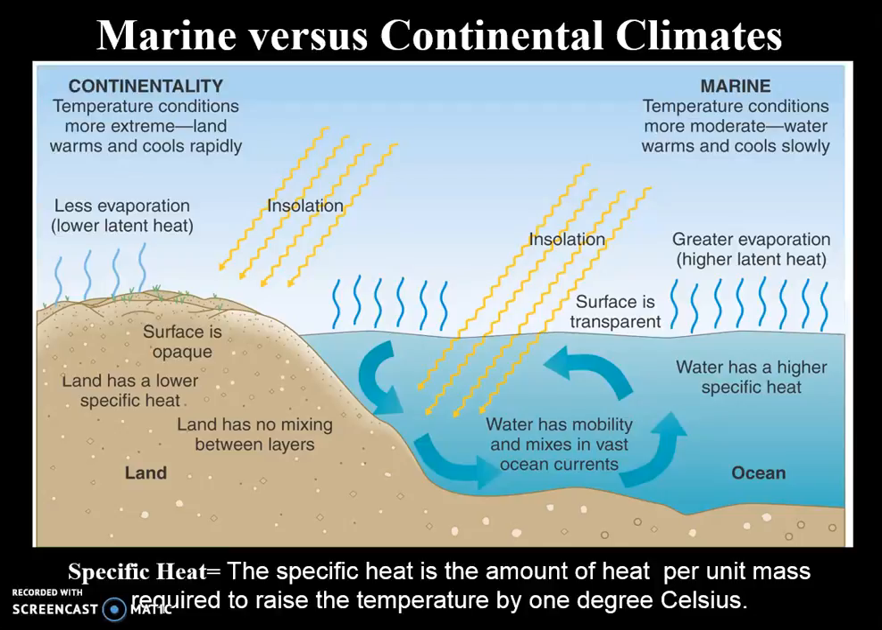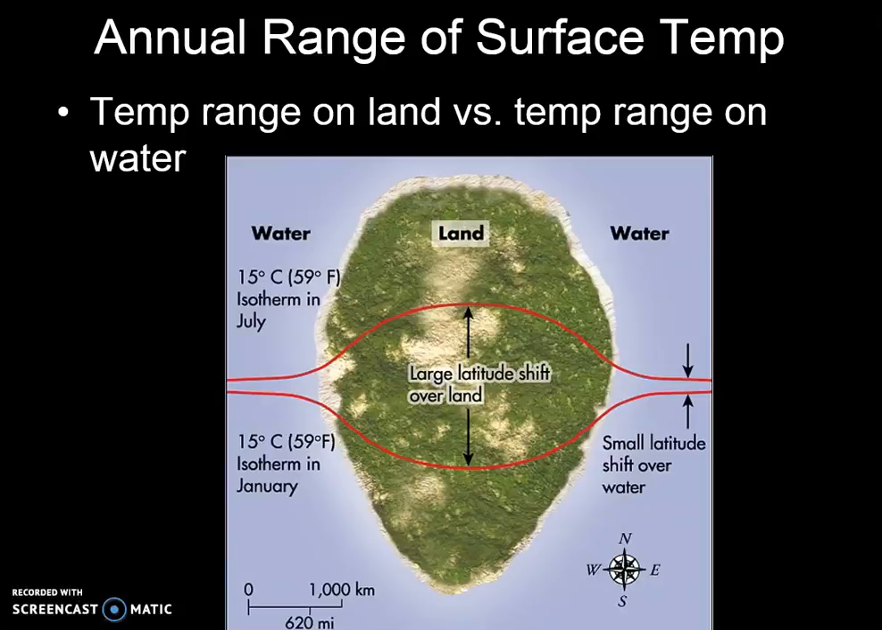So specific heat is the amount of heat per unit mass required to raise the temperature by 1 degree Celsius. We know that land and water have two very different specific heats. And we also see these in our isotherms, which are the lines of temperature that we see on maps.